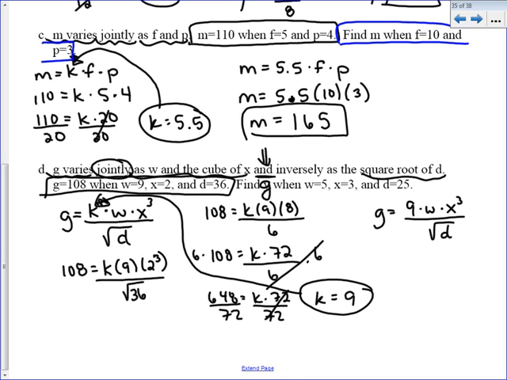Now here's another thing. You might not just have to plug in and get the answer. I could technically give you G and say leave off W and have you solve around that. I don't think it ever does in this class, but it's a possibility. So we want to find G when W equals 5, X equals 3, and D equals 25. So we're just going to substitute in our numbers. So 9 times 5 times 3 cubed. Don't forget the cubed on your X value, and don't forget the square root around the D.